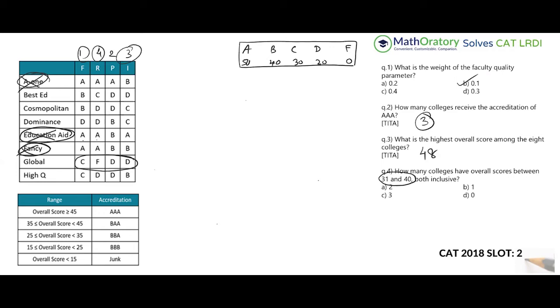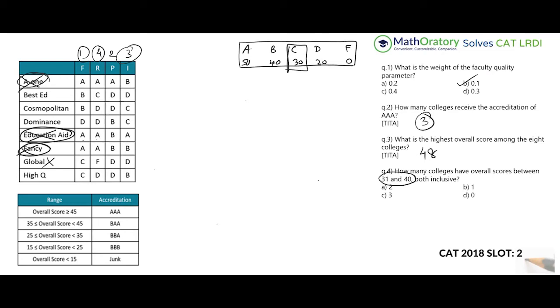Please understand why. For Global, the only C that you get, and C is exactly 30, the only parameter which has a C is F. The rest of it is below C. So obviously the average will come out lower than 30. So for Global also, I don't have to check. I can just strike this out. I need some grades more than C in order to get in the range of 31 to 40.